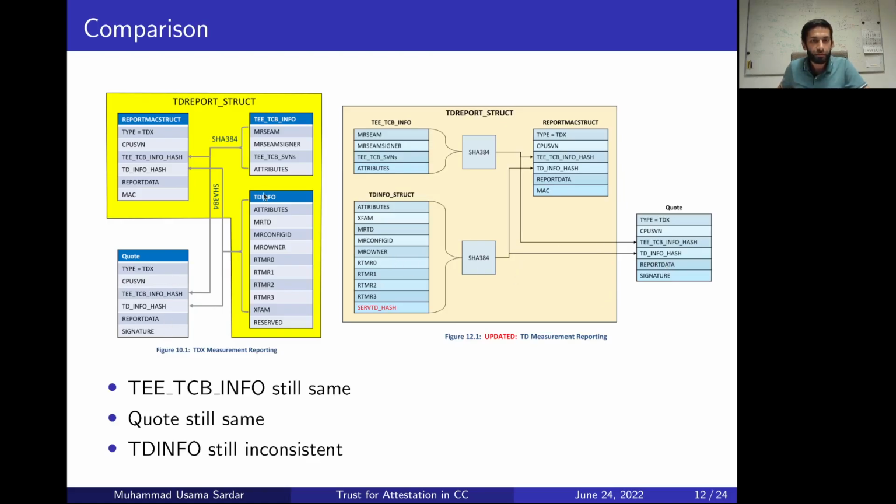And the TD info structure, which has actually changed a little bit, is still inconsistent with what is described in another document of Intel specification. So it's really unclear why these changes could not be made to this specification document, even though we had very clearly described that these flaws exist.